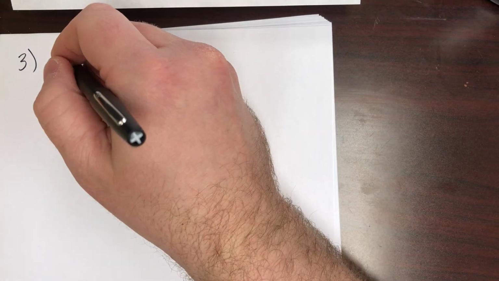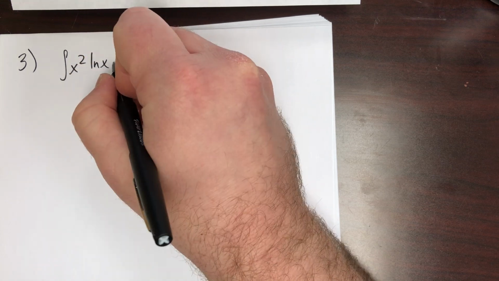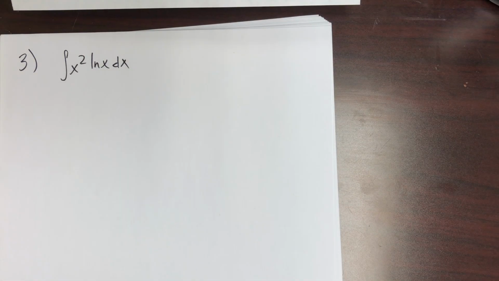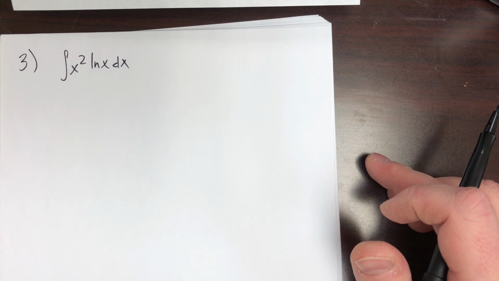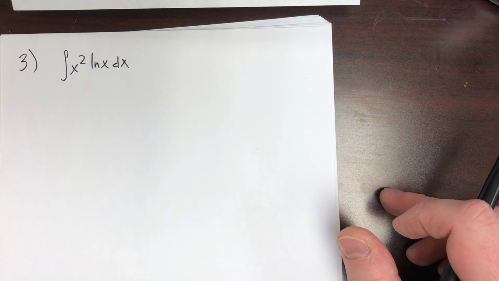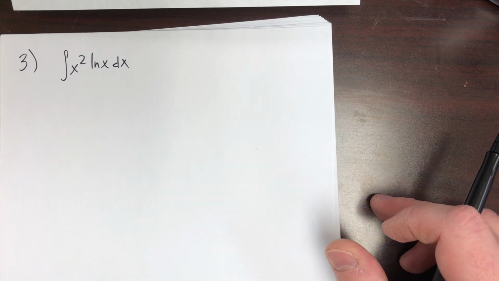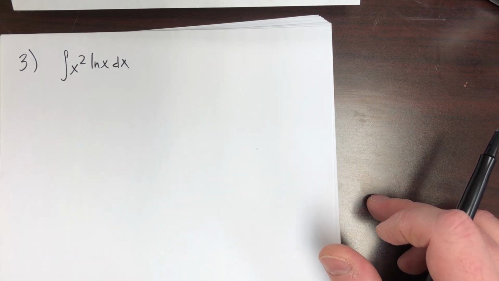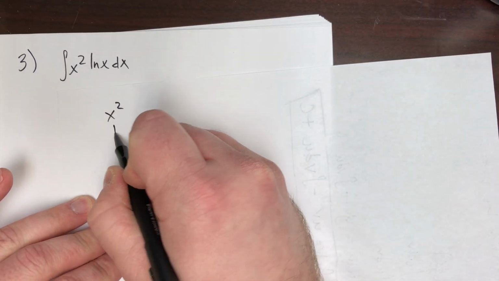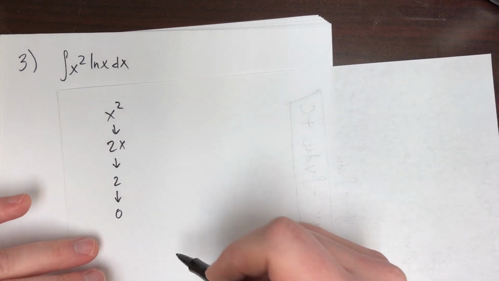So if we're looking at our next one, it says x squared times the natural log of x dx. This is where it really starts to become important to understand which one is u and which one is v. Again, u is going to be the one we can take a derivative of that will eventually go away. If we think about these, x squared, take the derivative, you get 2x, take the derivative, you get 2, take the derivative, you get 0.